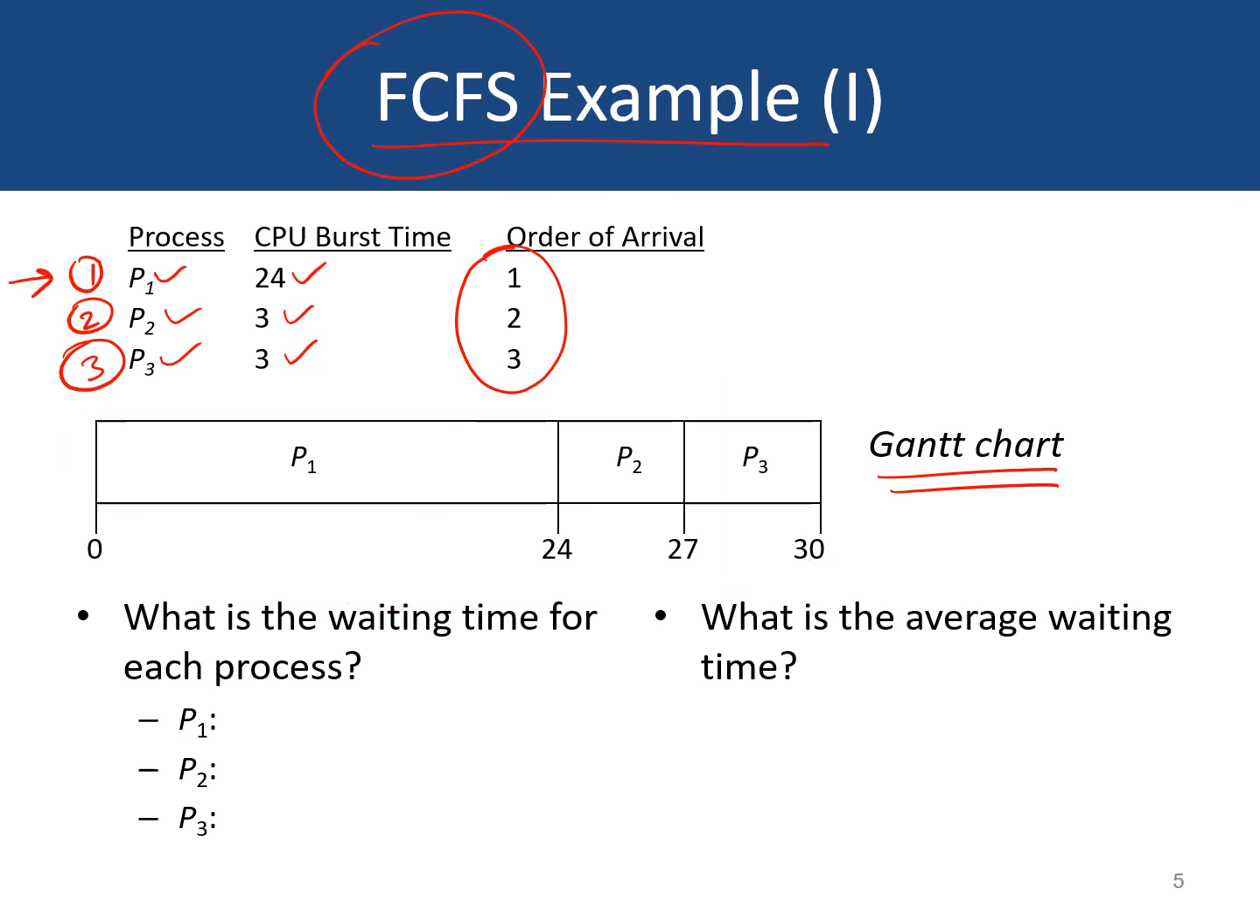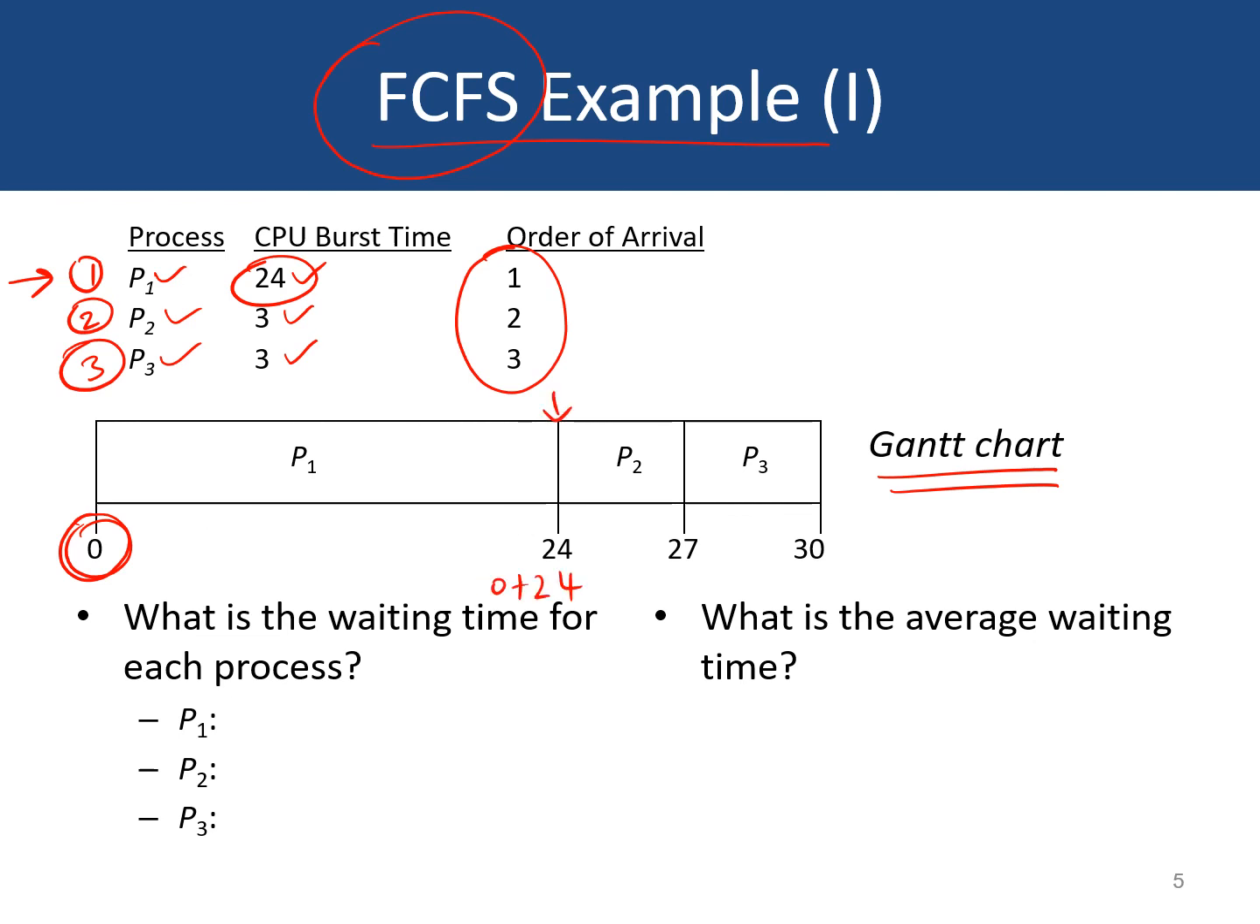So P1 came in first. According to the FCFS scheduling algorithm, we will allow P1 to execute first on the CPU. So let's assume that the execution starts at time 0. Because P1 requires 24 milliseconds to run, P1 would finish at 0 plus 24, basically 24 milliseconds.